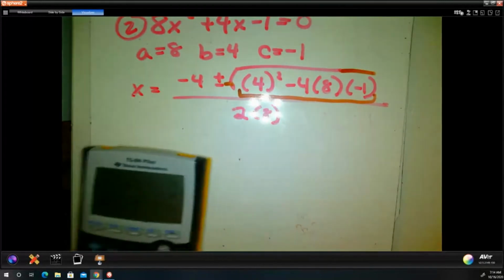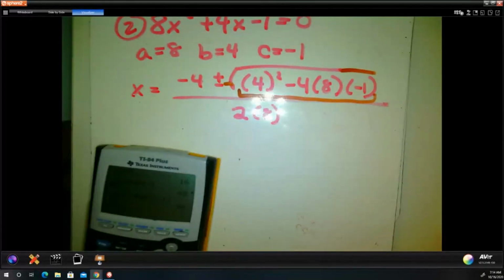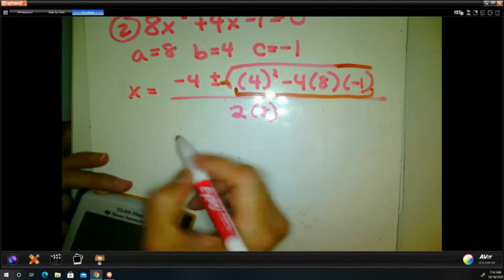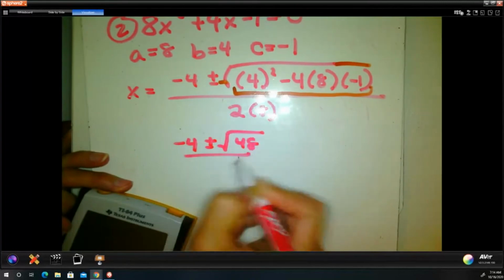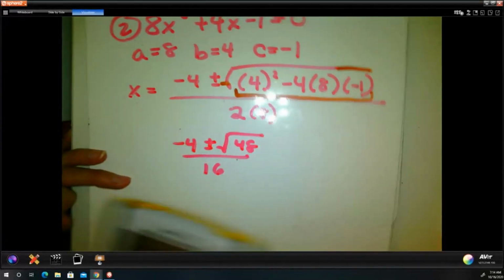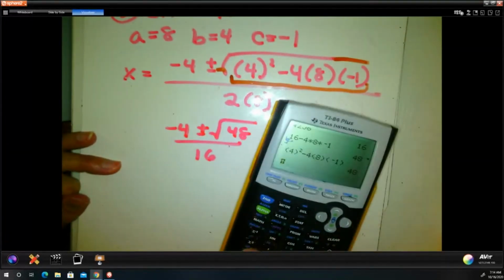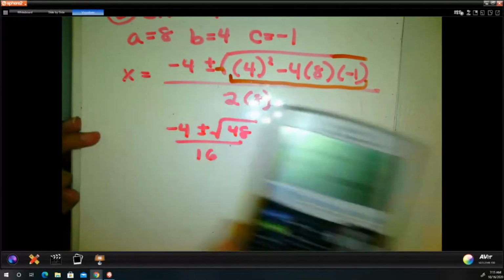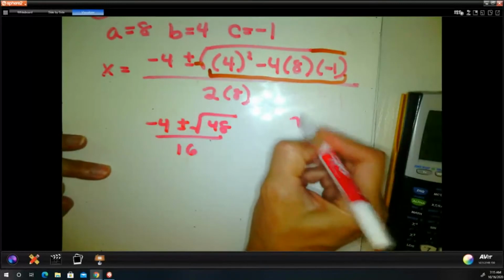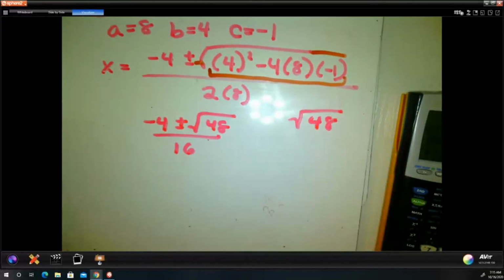So that gives me 48. 48 is not a perfect square because I know that 49 is a perfect square. I can check in my calculator by doing the square root of 48. That's going to give me a decimal. We don't want decimals, we want exact. So now I need to break down the square root.